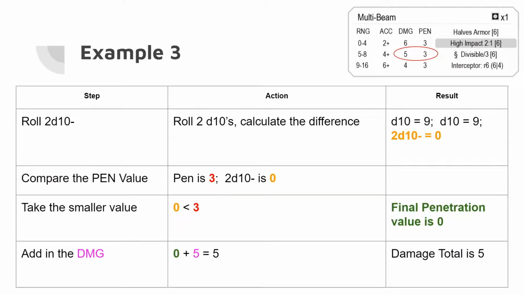Example 3, same thing. We have a damage value of 5, penetration value of 3. This time our 2d10 minus roll results in a 0 because we rolled a pair of 9s. So we compare the 3 to the 0. Obviously 3 is greater than 0, so our final penetration value is 0. We take 0, we add in the DMG value of 5, so our damage total is 5.